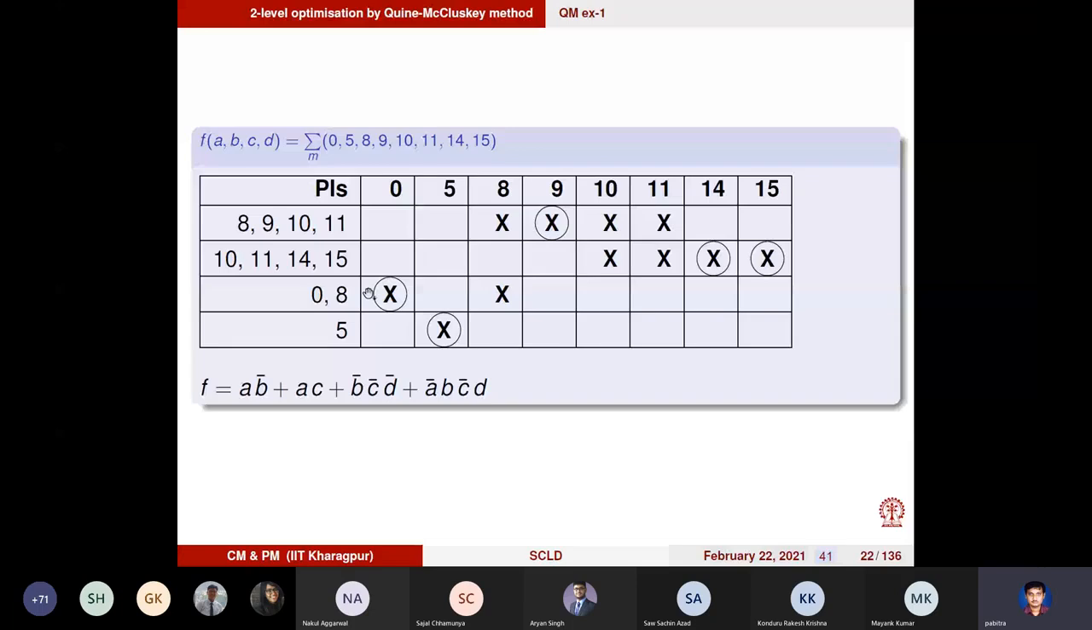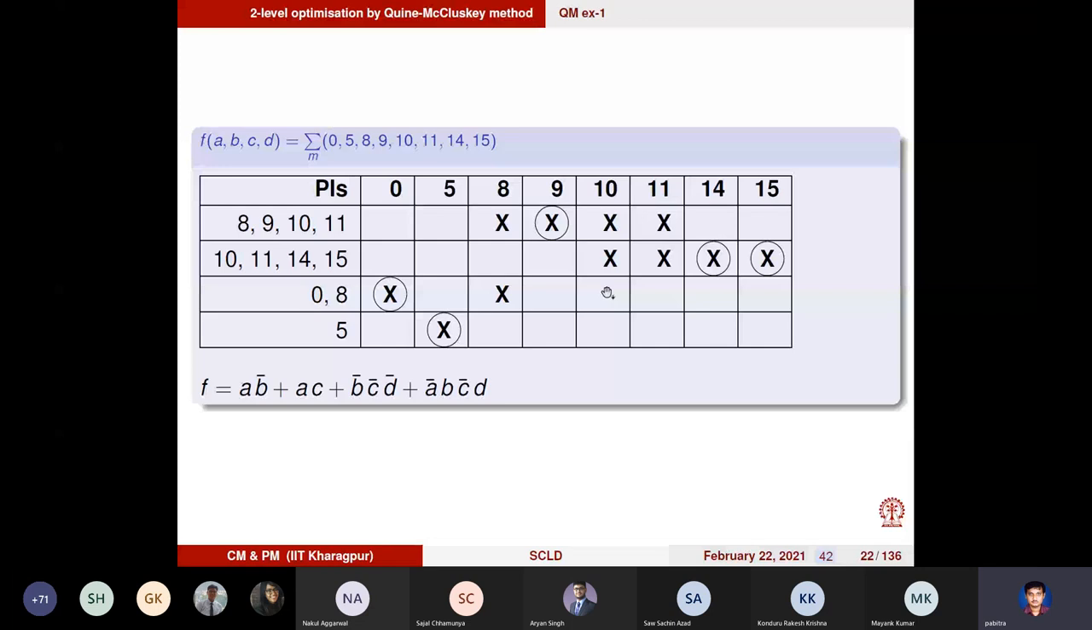So the minterms are 1, 2, 3, 7, 8, 9, 10, 11, 14, 15. This is the first group, 1, 2, and 8. They contain only one 1. This is the second group. So can you tell me which elements in the first group, with one 1, combine with elements in the second group?